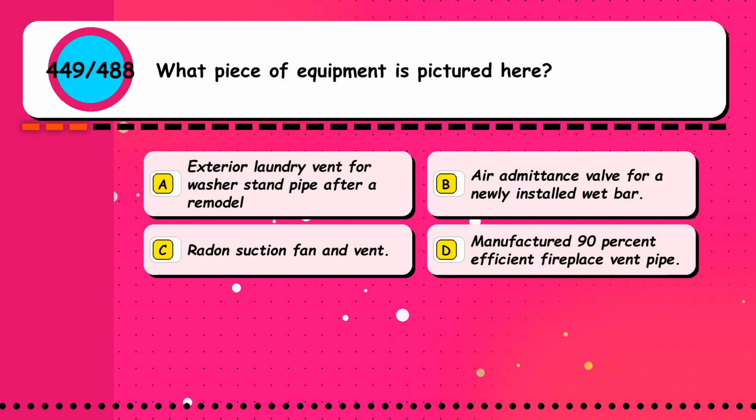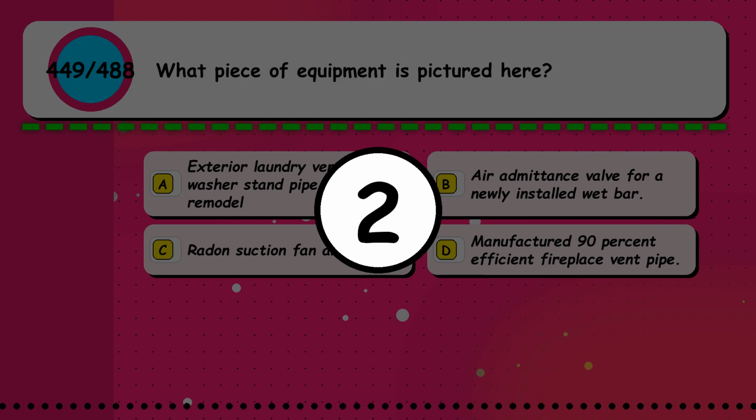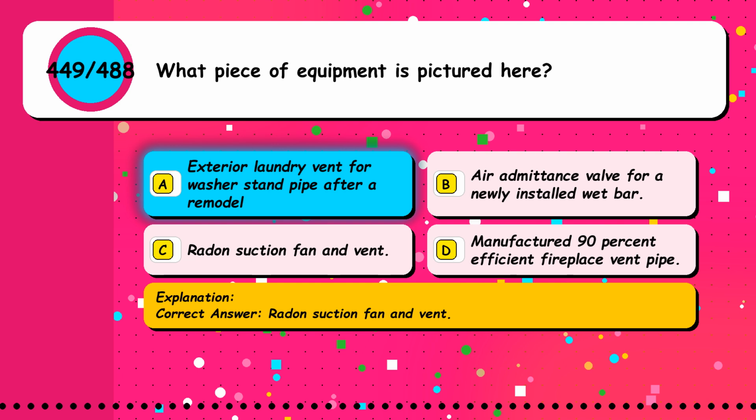Question 449. What piece of equipment is pictured here? Option A, exterior laundry vent for washer standpipe after a remodel. Option B, air admittance valve for a newly installed wet bar. Option C, radon suction fan and vent. Option D, manufactured 90% efficient fireplace vent pipe. The correct answer is option C, radon suction fan and vent.